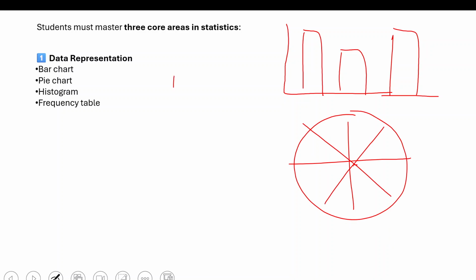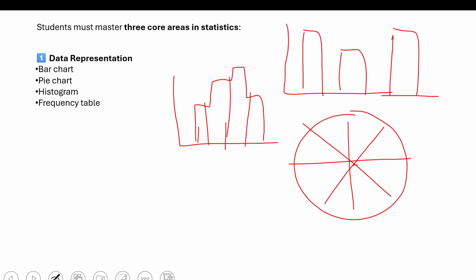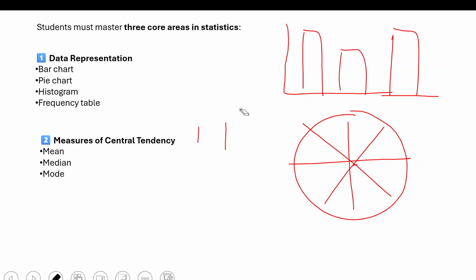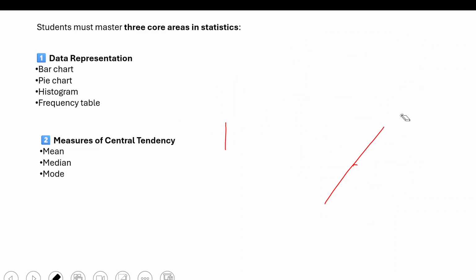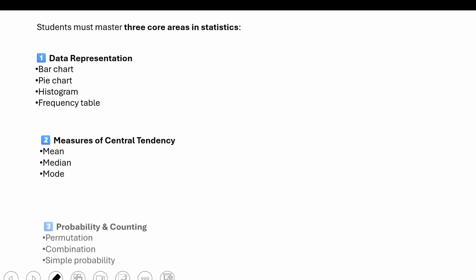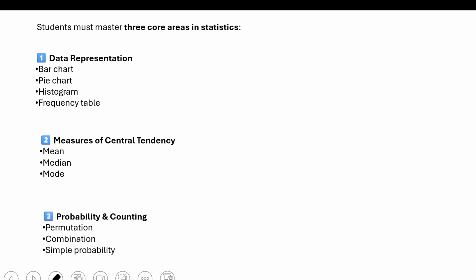Histogram is like a bar chart, but the bars are not separate. So I have something like this. Just pardon my diagram, but just to show you. Frequency table has to do with how frequency tables are done. So as a student preparing for external exams and JAMB, ensure you know all this. Consult your materials and ensure you know them. Also, measures of central tendency are mean, median, mode. Know those very well. Probability and counting, know your permutation.